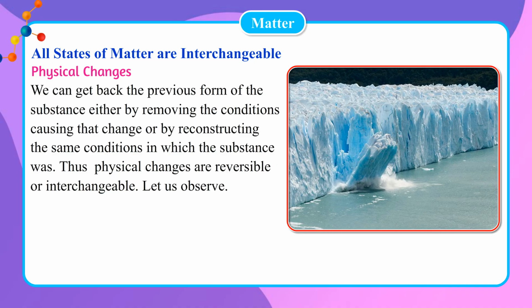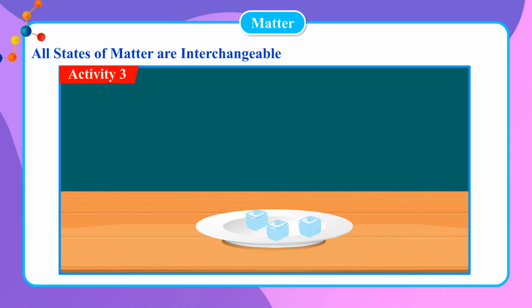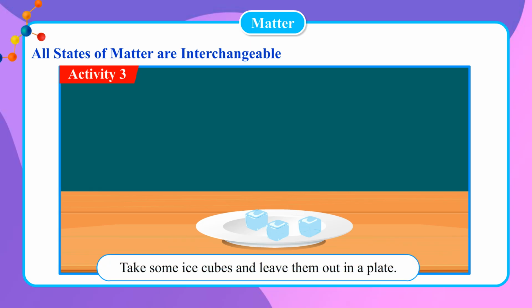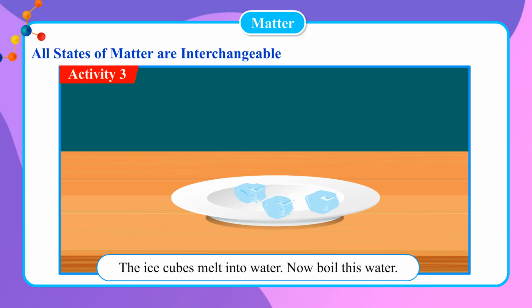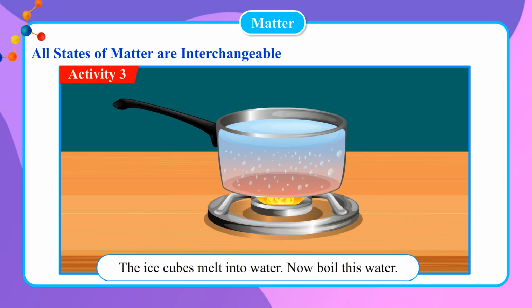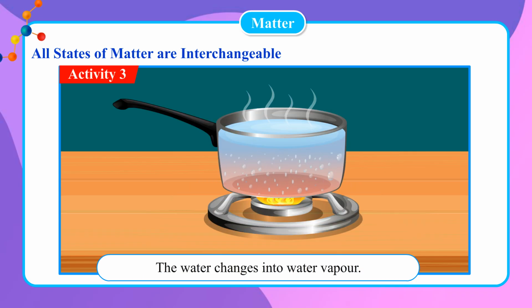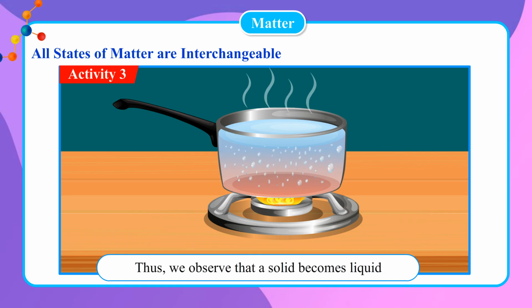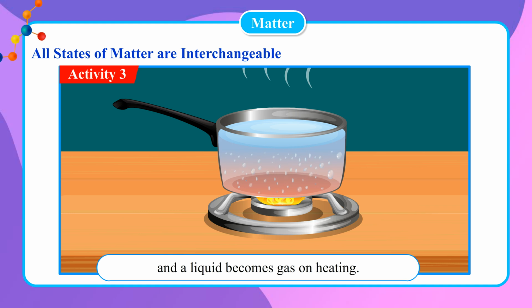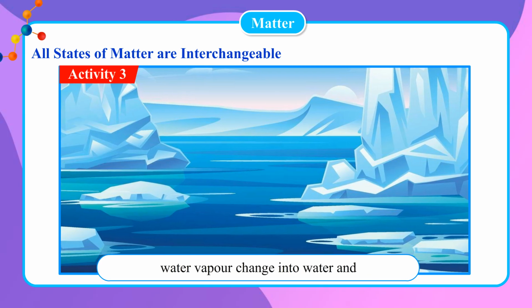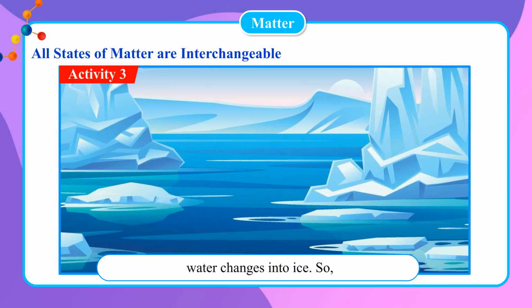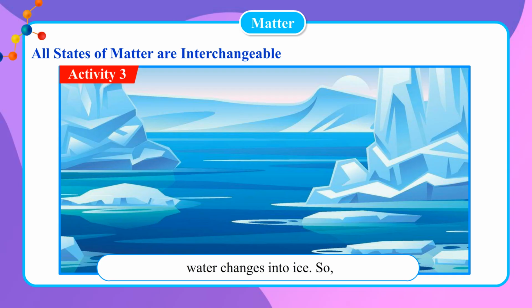Let us observe. Activity 3. Take some ice cubes and leave them out in a plate. The ice cubes melt into water. Now boil this water. The water changes into water vapor. Thus, we observe that a solid becomes liquid and a liquid becomes gas on heating. Similarly, in the reverse process, on cooling, water vapor changes into water and water changes into ice.